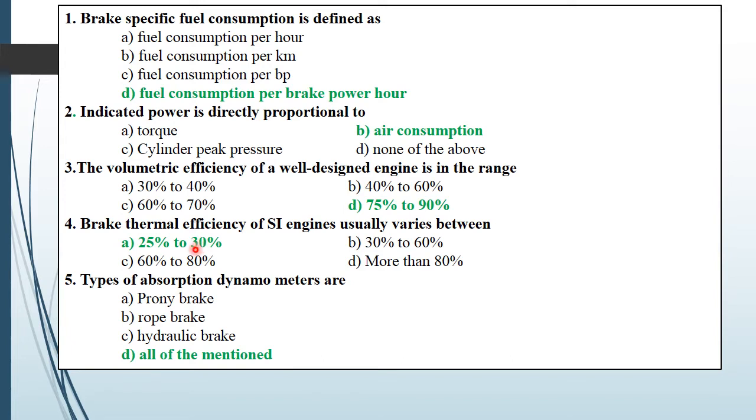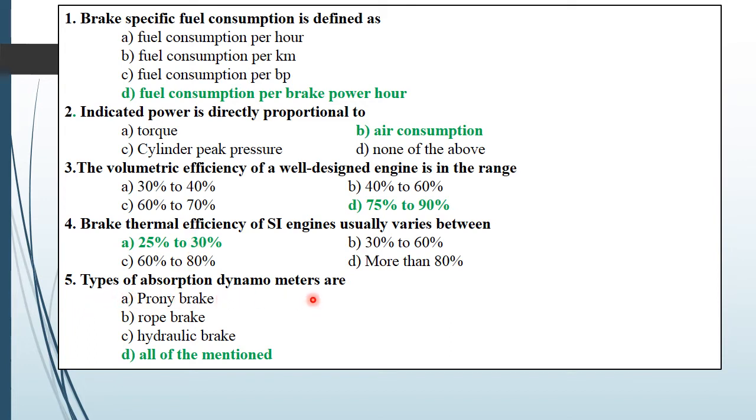It is nothing but a ratio of the output power to the chemical energy input in the form of fuel, meaning how the fuel is burned. Burning of the fuel is the input power, and the output power is what is produced by the engine. On the basis of the brake power or the indicated power, thermal efficiency is the brake thermal efficiency or indicated thermal efficiency. Brake thermal efficiency generally varies between 25 to 30%.